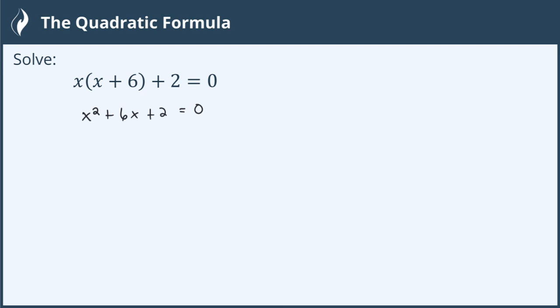Now, let's talk about the quadratic formula in and of itself. So here's the formula. x equals minus b plus or minus the square root of b squared minus 4ac, all over 2a. Now, put that in your notes, okay?